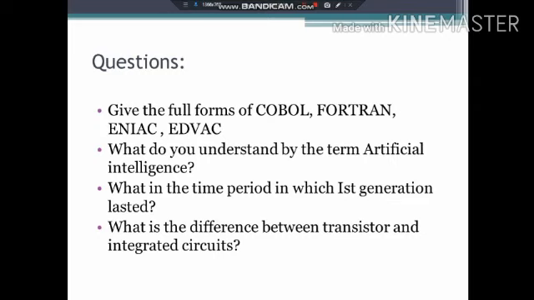Students, you have to focus on the time periods of generations. That is, first generation in 1940 till which year? That is 1956 only. Likewise, you have to remember the time period of each generation. The last question is, what is the difference between transistors and integrated circuits?